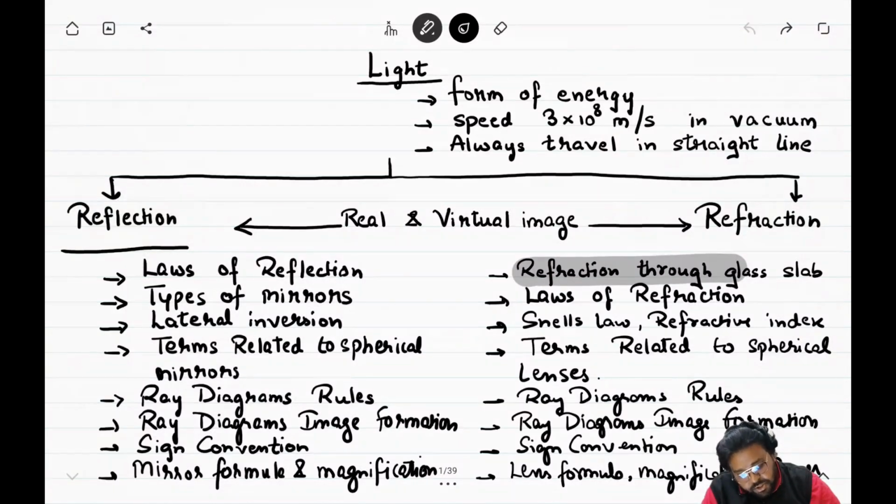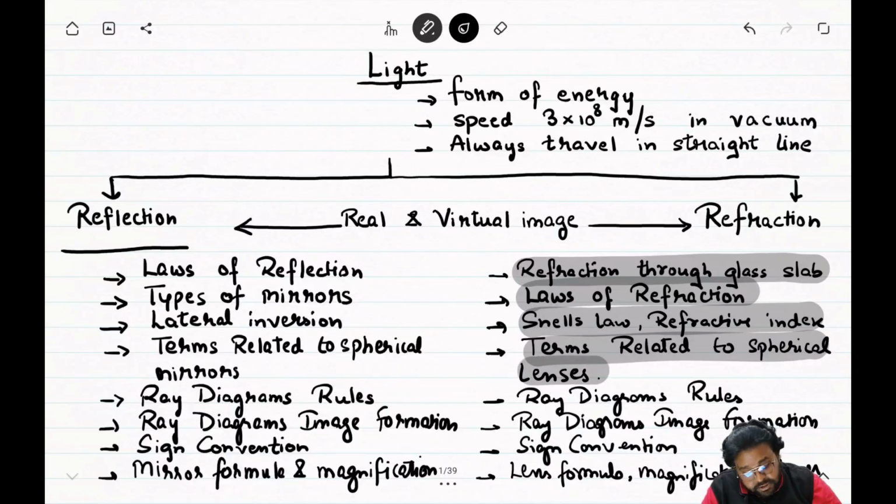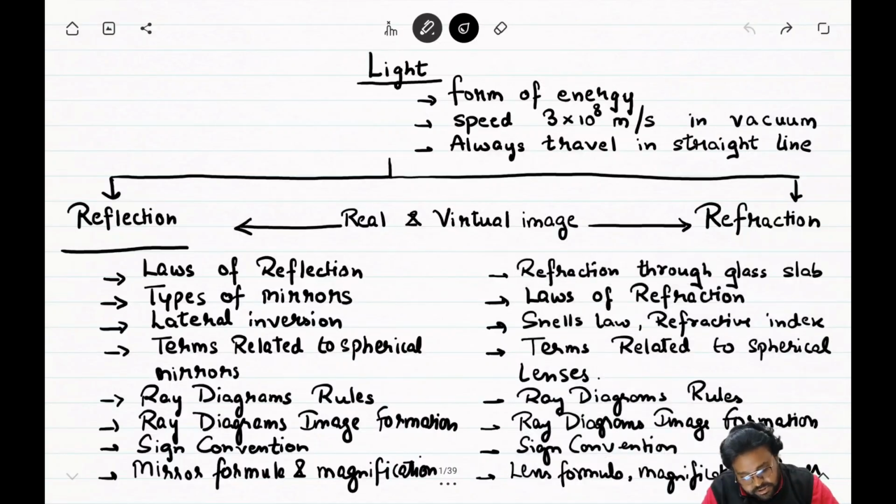In refraction, you are going to study refraction through a glass slab. You are going to study the laws of refraction. You are going to study the refractive index, Snell's law, terms related to spherical lenses, ray diagram rules, image formation, sign convention, lens formula, magnification, and power of a lens. That you are going to study in the refraction concept.